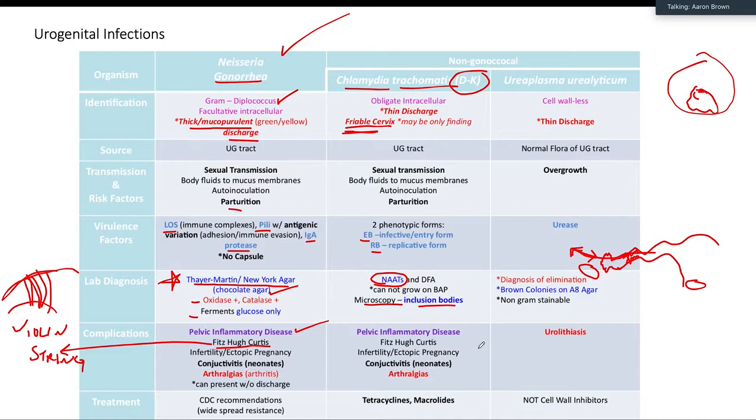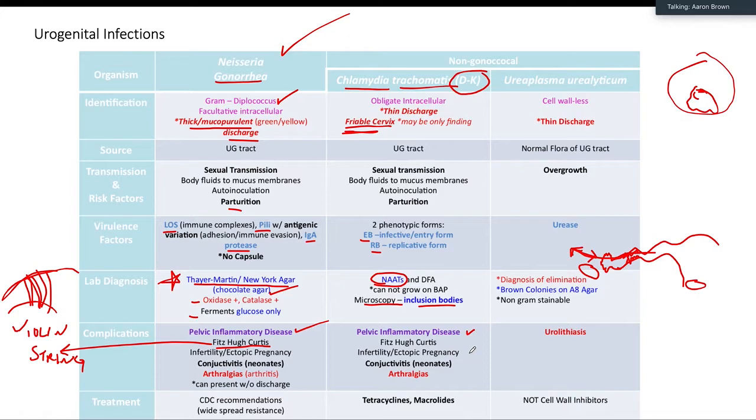Okay. This can also cause pelvic inflammatory disease. It really travels along with gonorrhea. So really, whenever we have an infection with chlamydia, we're going to go ahead and treat for gonorrhea as well, because we know that they tend to go together. So what we'll do is we'll get a tetracycline and a macrolide, and that will cover both. Okay, we have a macrolide for the chlamydia and a tetracycline for the gonorrhea. Okie dokie.